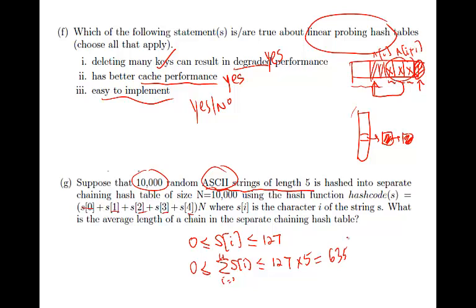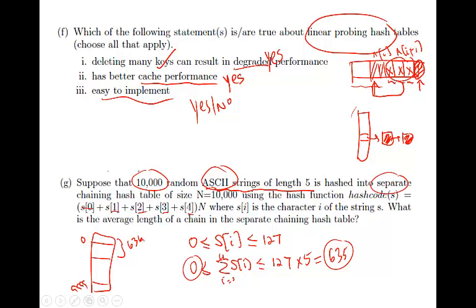So how does this work? We are inserting into a separate chaining hash table with 10,000 locations, starting from 0 to 9999. Every hash code is going to be between 0 and 635, so you're only using 636 locations, and these will be filled, and the rest is not. All of those chains are going to be null chains. There's nothing coming out of them.